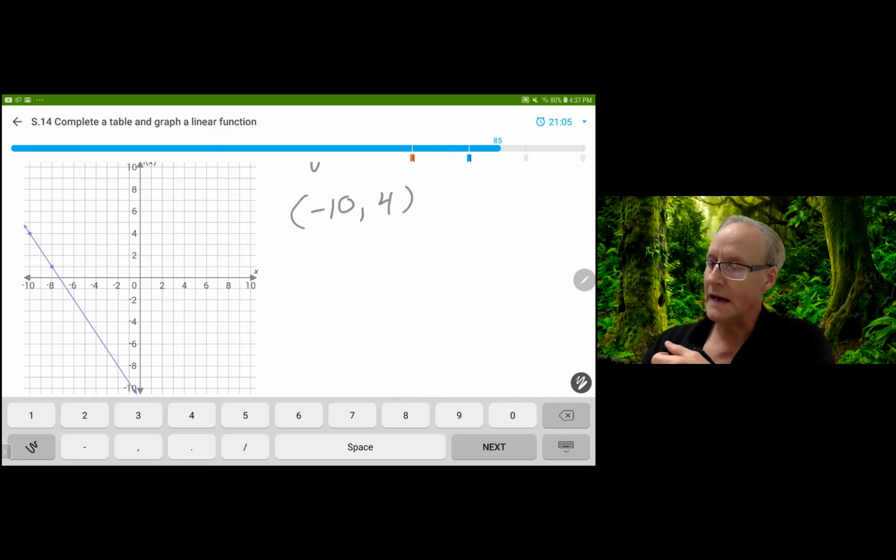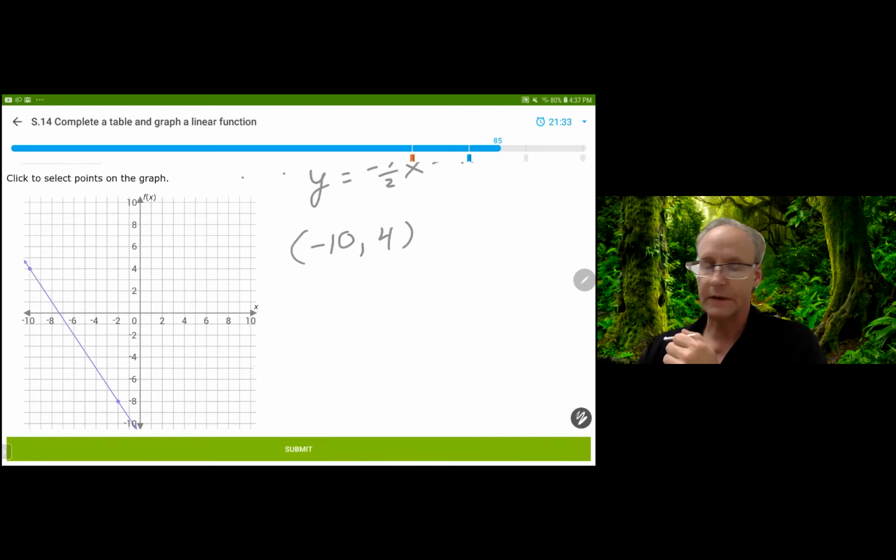Now I'm going to go down 3 and over 2, and I'm going to be at negative 6, negative 2. And if I go down 3 and over 2, I'm going to be at negative 4, negative 5. And if I go down 3 and over 2, I'm going to be at negative 2, negative 8. And there's all the points that we found. And I did it physically on the graph. So there you have it. Now I can submit.